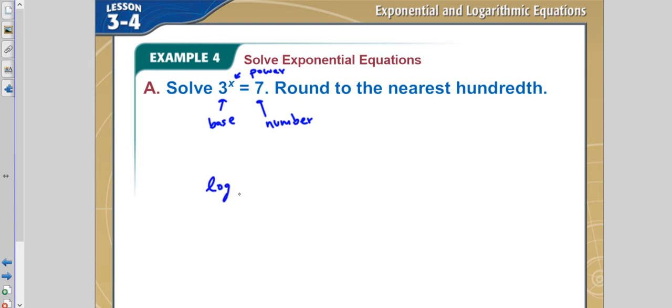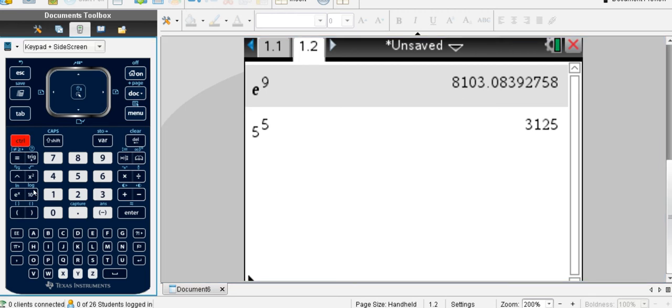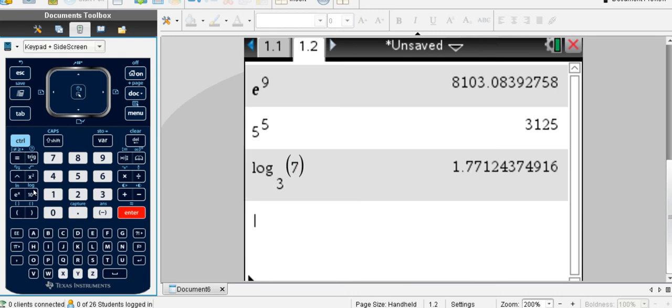So you'd say log of the base, which is 3, the number would equal x. Now that I know this, I can just put this in the calculator to solve. So if we come over here, we would say logarithm base 3 of 7, and that's our answer right there.